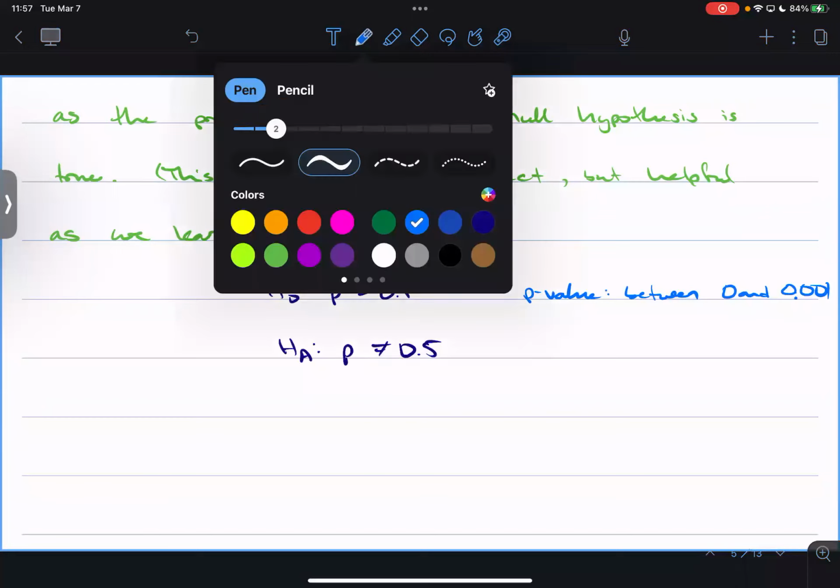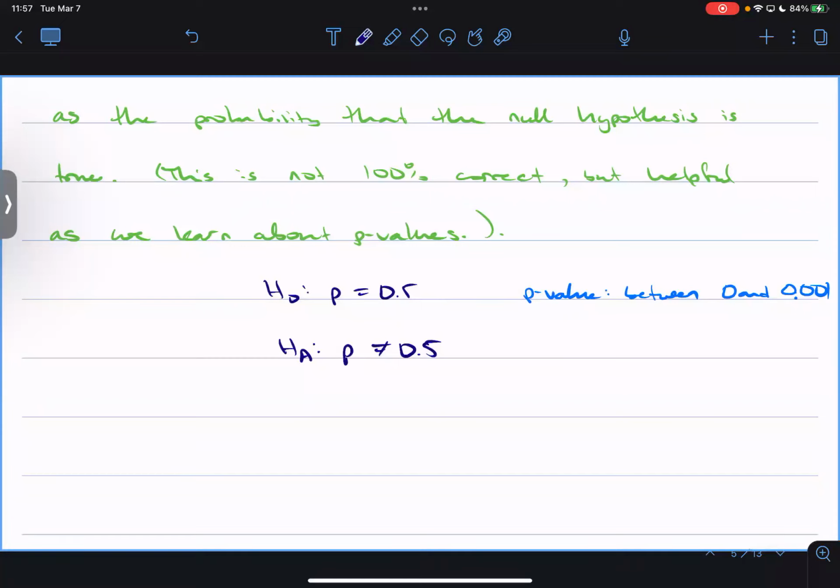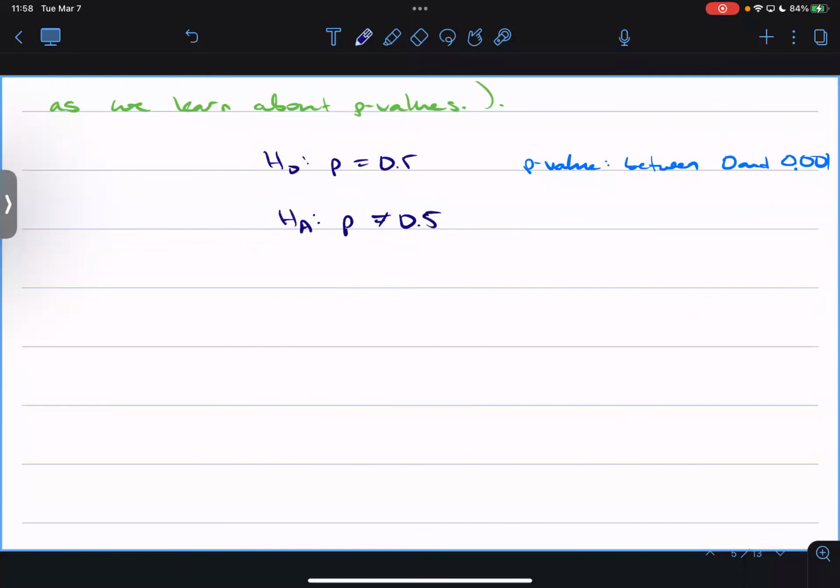What can go wrong? Let's talk about decision errors. So the p-value that we had in the previous example was between 0 and 0.001, right? And so we use that to reject H0 in favor of HA. But if we think of the p-value as being the probability that H0 is true, there's still a chance that we're wrong if we reject it, right? And so this is where decision errors come in. Okay? So decision errors.